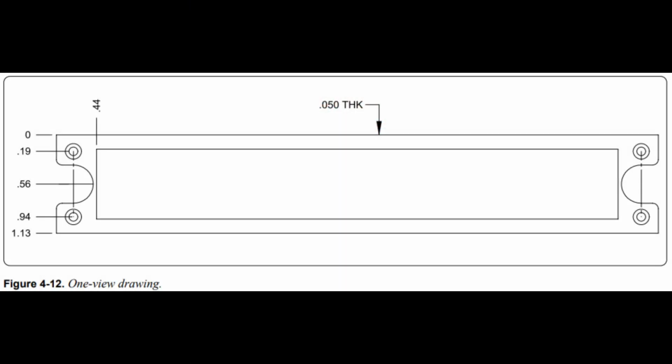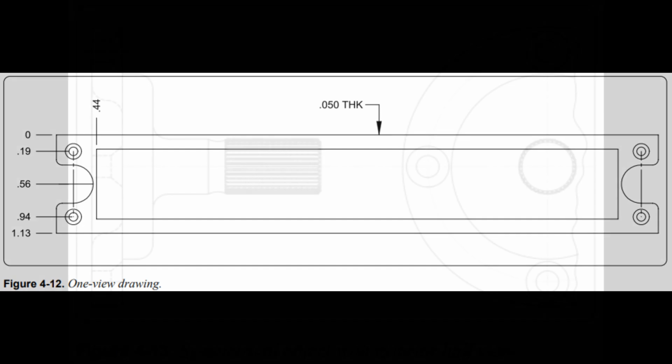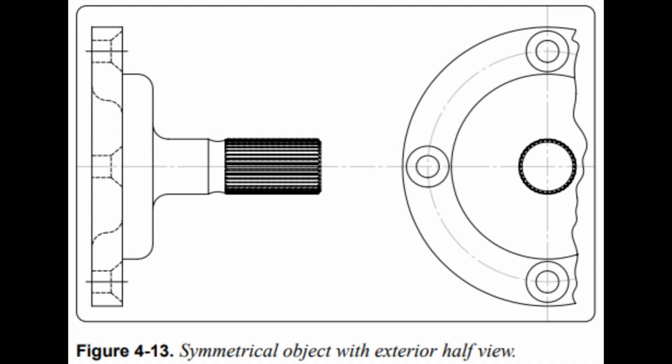A dimensional note gives the thickness as shown in Figure 4.12. One-view drawings are also commonly used for cylindrical, spherical, or square parts if all the necessary dimensions can be properly shown in one view. When space is limited and two views must be shown, symmetrical objects are often represented by half views, as illustrated in Figure 4.13.